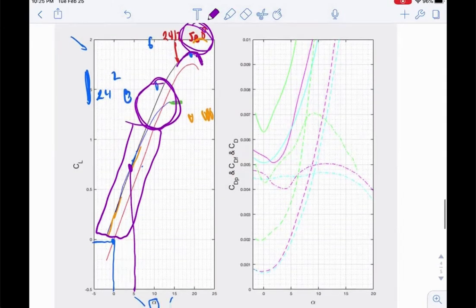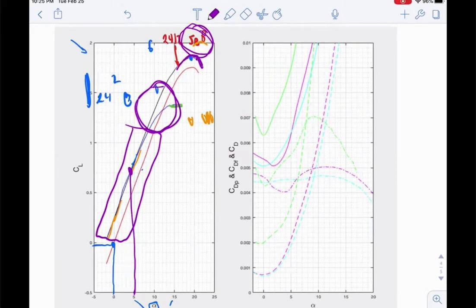On the right are shown the drag components in green, magenta, and cyan colors here. Total drag, viscous pressure drag, skin friction drag. I haven't labeled which is which, and that's part of the exercise that we're going to attempt to do. We want to figure out which is which, which foil is which for this case.